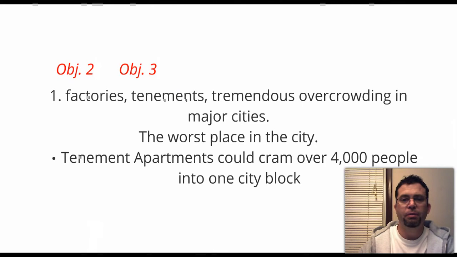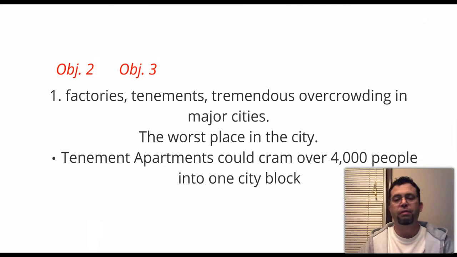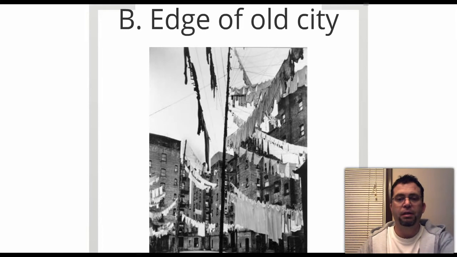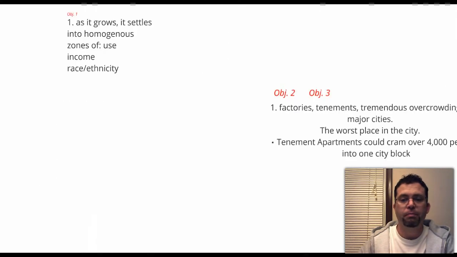The factories again are built in the downtown center, and immigrants like to live close to work. They don't have the means for travel. They don't have the means for a car, and so they're going to live close to work so that they can be guaranteed to get there. And you can see tenement apartments cram over 4,000 people in one city block. Let's go back to that picture real quick. This is an example of a city block, or a portion of a city block. These could be 10, 12 different families' worth of laundry hanging up.